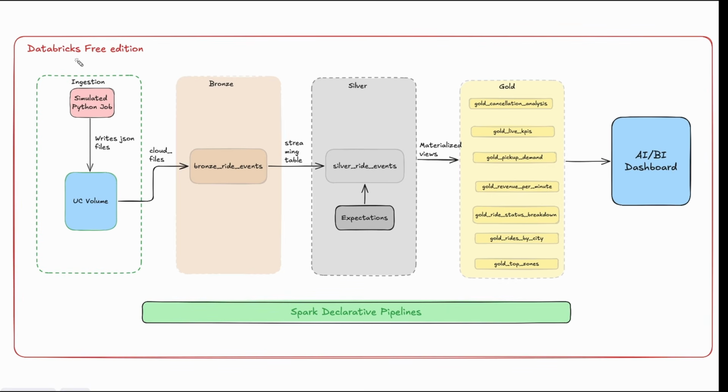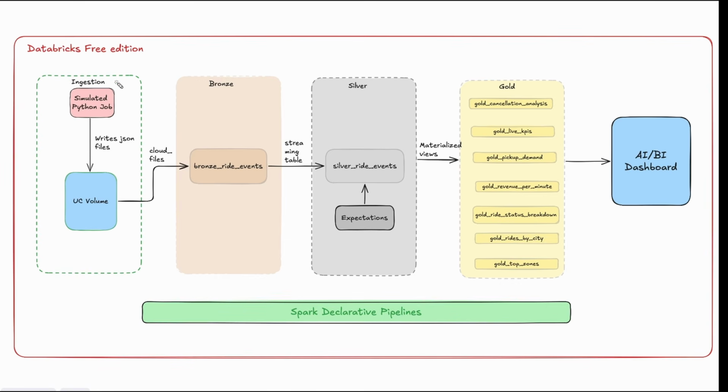This is how the architecture for the project will look. First, we'll have an ingestion stage. This is basically to simulate, for any ride app or ride analytics project, the data that you want. We'll be simulating it as a Python job, and we'll also schedule this as a workflow. What it does is write JSON files into a UC volume. We'll be setting up the UC volume, and this job will create all those JSON files there. This is to simulate the data.